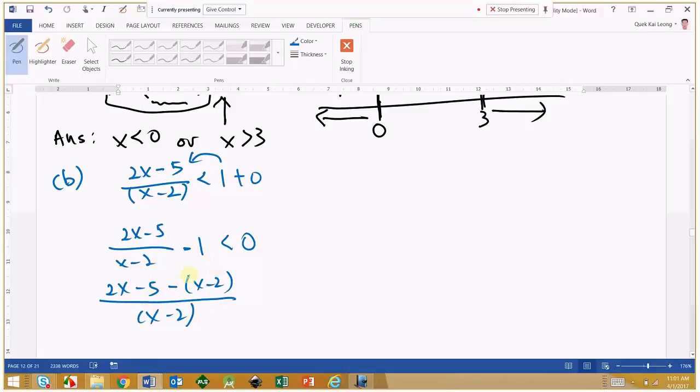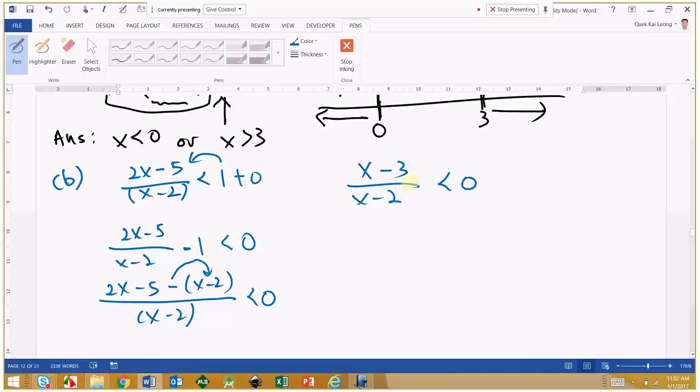Remember to put the bracket. So now I remove the bracket. 2x minus x will be x, minus 5 plus 2 is minus 3. Okay, so the bracket is important because a negative will give you a positive. If you forgot to put the bracket, probably you will not get a negative 3. So now we have simplified until a stage that we can't simplify anymore.